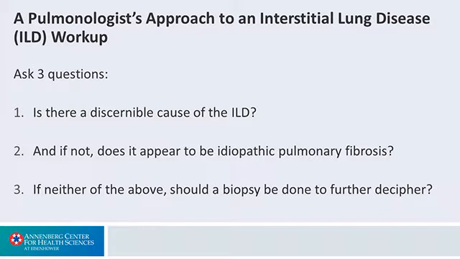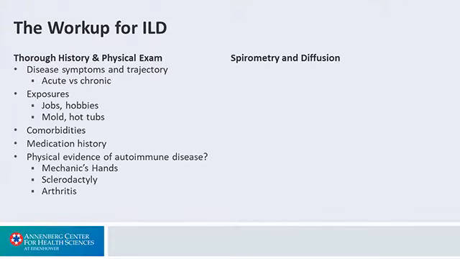And so as we look at the approach from a pulmonologist standpoint for the workup, we ask 3 questions. Is there a discernible cause for the ILD? And if not, does it appear to be idiopathic pulmonary fibrosis? And then finally, if neither of the above, should a biopsy be done to further decipher the underlying process? What's involved in the workup?